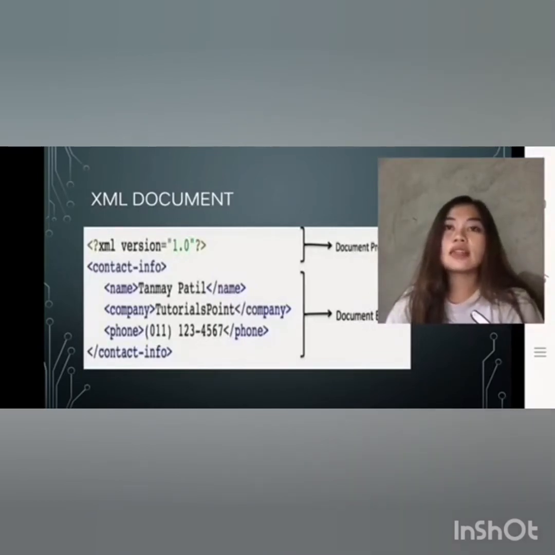In the XML document prologue: an XML document contains a prologue and a body. The prologue consists of the XML declaration, possibly followed by the document type declaration.